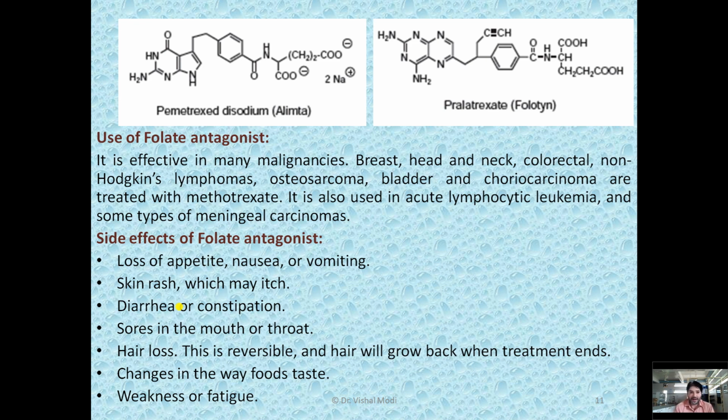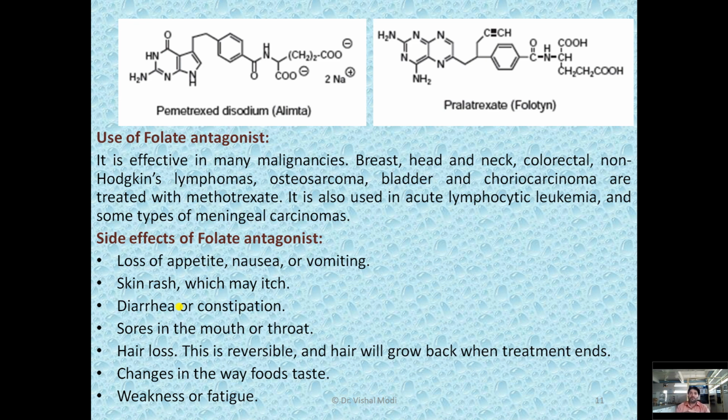Now, regarding the use of folate antagonists, they are effective in many malignancies. Breast, head and neck, colorectal, non-Hodgkin's lymphomas, osteosarcoma, bladder cancer and choriocarcinoma are treated with methotrexate. It is also used in acute lymphocytic leukemia and some types of meningeal carcinomas. So, this is the main use of methotrexate, the most widely used folate antagonist.